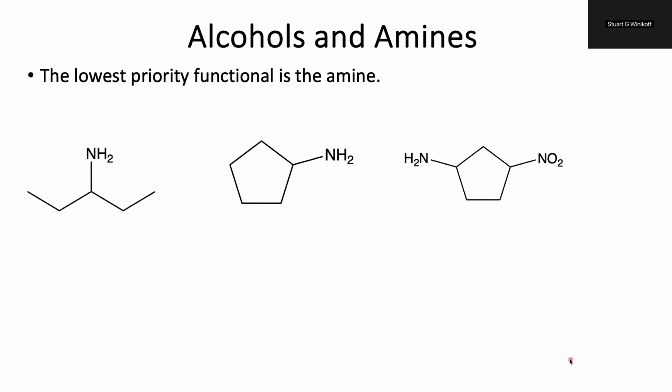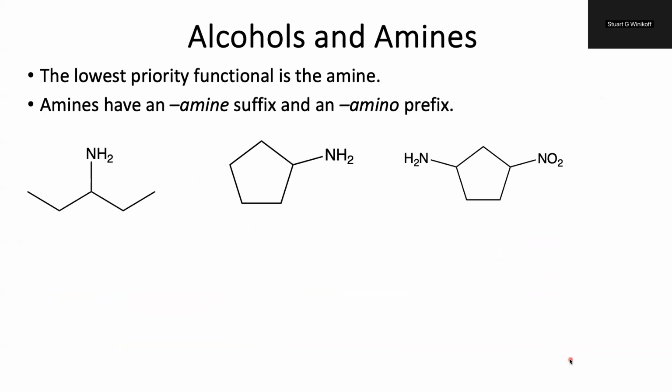Now let's go ahead and take a look at our amine. Now, the amines are in truth the lowest priority functional group. So if anything else has a suffix, we're going to turn that amine into a prefix. So again, if you see amine or amino, either case would indicate the presence of that amine group.